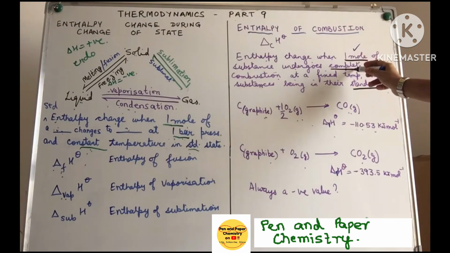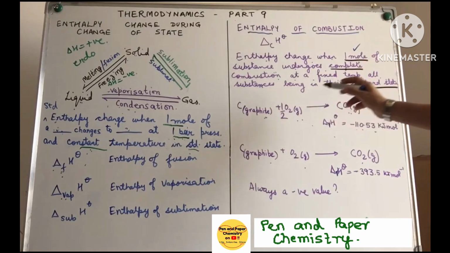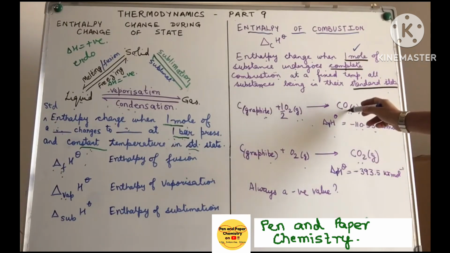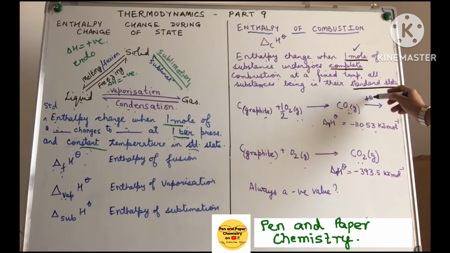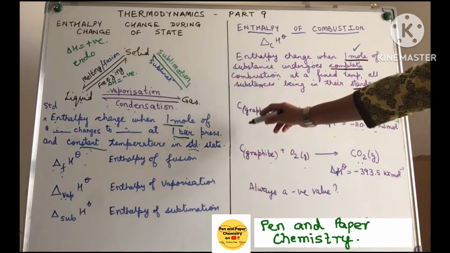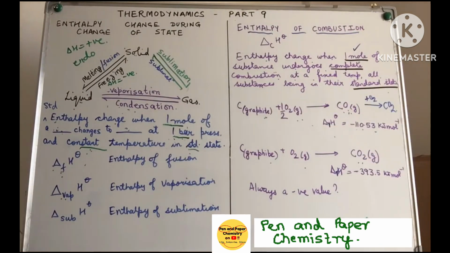Undergoes complete combustion. Now, if you notice, complete combustion of carbon should give us carbon dioxide. This is the lower oxide. Here, complete combustion of carbon has not taken place because carbon monoxide can be oxidized or burned further to give us carbon dioxide. So, formation of carbon monoxide from carbon in the form of graphite is not complete combustion. It is partial combustion. So this condition is not satisfied.